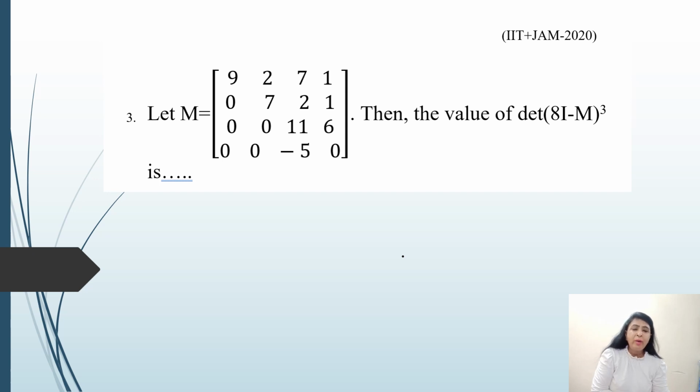Next you have, now matrix M is given to us. It is a 4 by 4 matrix. You have to find the determinant of (8I minus M) whole cube. So first of all we will write the matrix M.